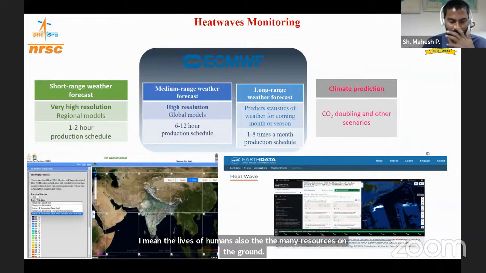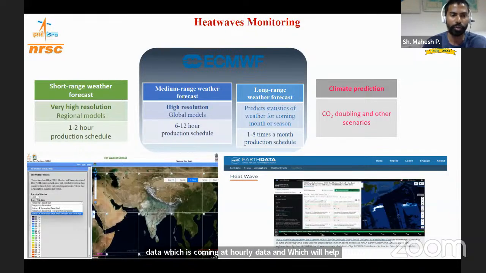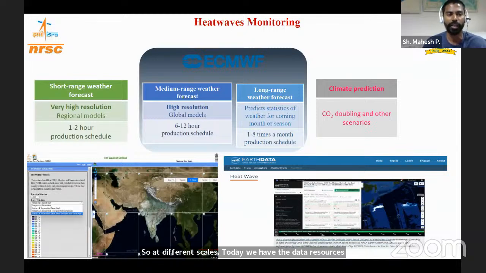And ECMWF today, as I said in the beginning, the European Centre for Medium-Range Weather Forecasts, is one of the best sources of high resolution data. This is ensemble data, reanalysis data, which is available hourly, and which helps us forecast the weather from 1 to 2 hours, that is short range, and 6 to 12 hours medium range, and long range in a month, over different periods of the month. So at different scales, today we have the data resources to generate forecasts as per the requirement.